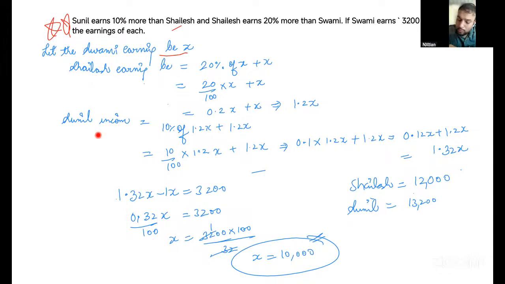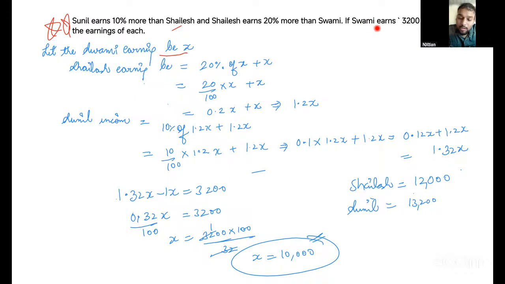Okay. In the same way, Sunil's income is 10% more than Shailesh's income, not Swami's income. So I take Shailesh's income, which is 1.2x, and I wrote here plus 10% of 1.2x. When I solve it, I will get the answer as 1.32x. It means that Sunil's income is 1.32 times Swami's income because they all are interrelated. That's why I got it in terms of Swami's income. Did you understand?